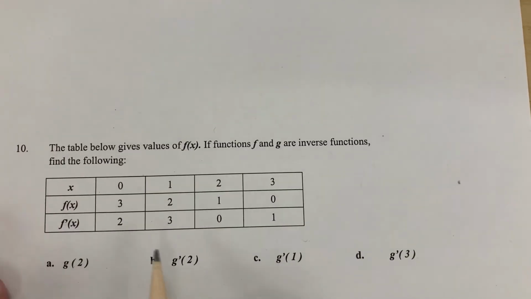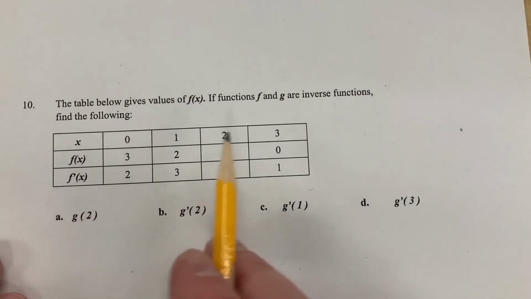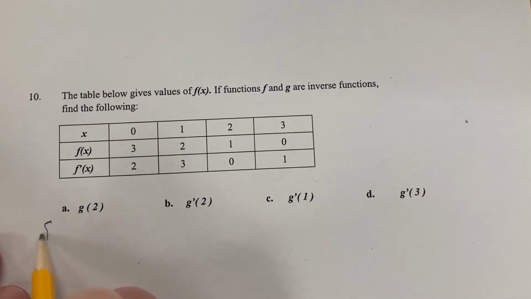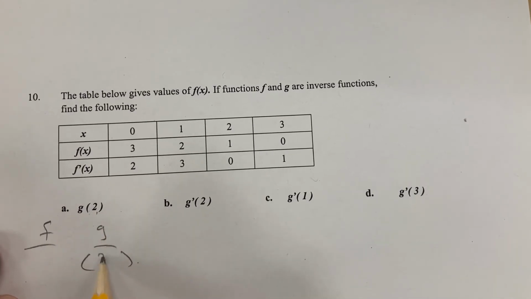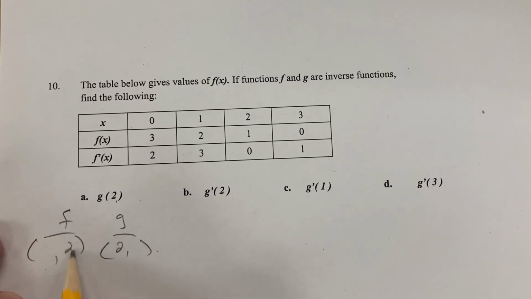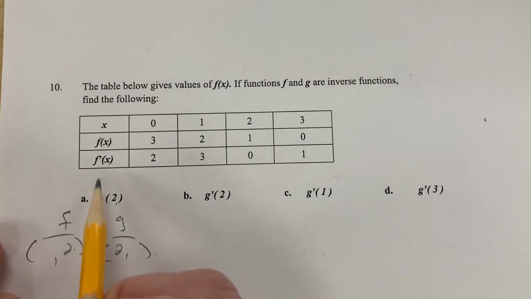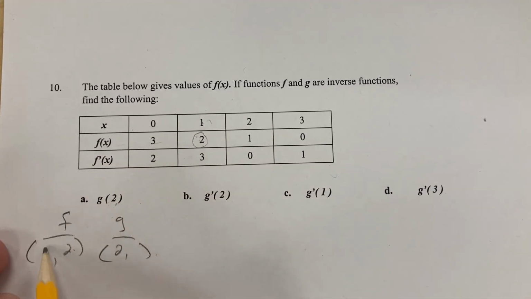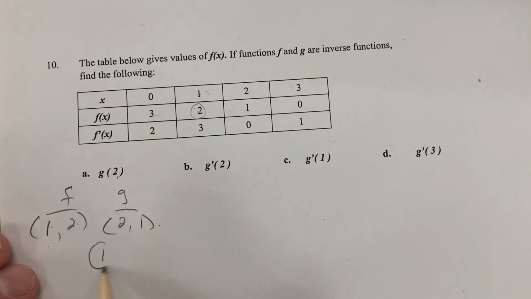And then number 10 here, they give us a table, and they say f and g are inverses, so what would these be, right? So g of 2. So if I do f, g, like this, what they're saying is when x is 2 for g, what does the value equal? Well, when x is 2 for g, that means f equals 2 there, right? So when did f equal 2? Right here, when its x value was 1. So when x is 1, f is 2. That means when x is 2 for g, its value would be 1. So 1 is our answer here.